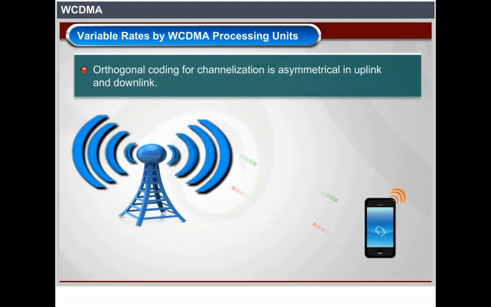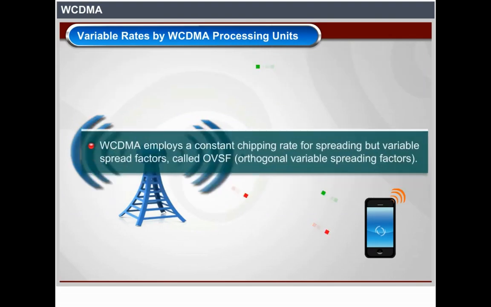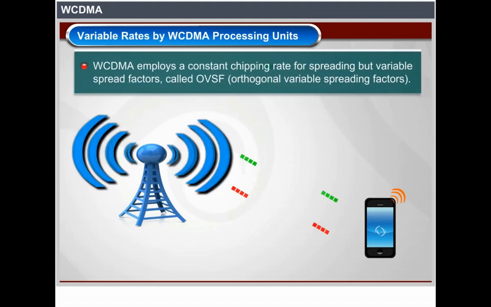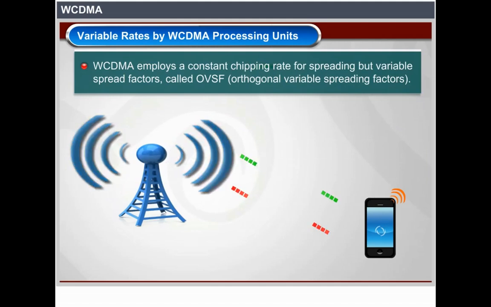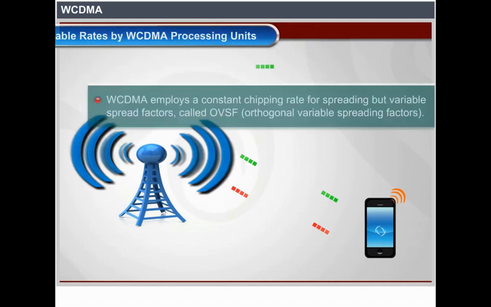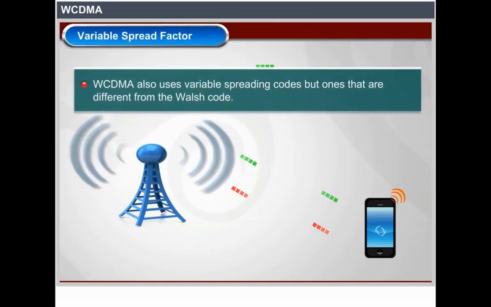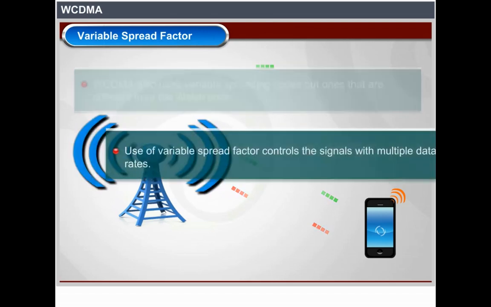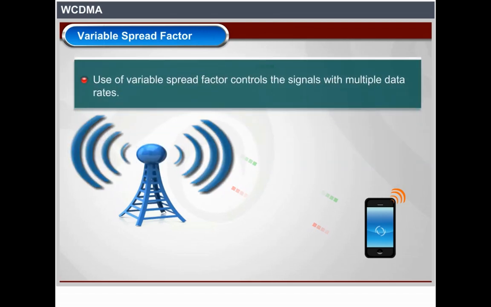Orthogonal coding for channelization is asymmetrical in uplink and downlink. WCDMA employs a constant chipping rate for spreading but variable spread factors called OVSF, orthogonal variable spreading factors. Variable spreading factor. WCDMA also uses variable spreading codes but ones that are different from the Walsh code. Use of variable spread factor controls the signal with multiple data rates.